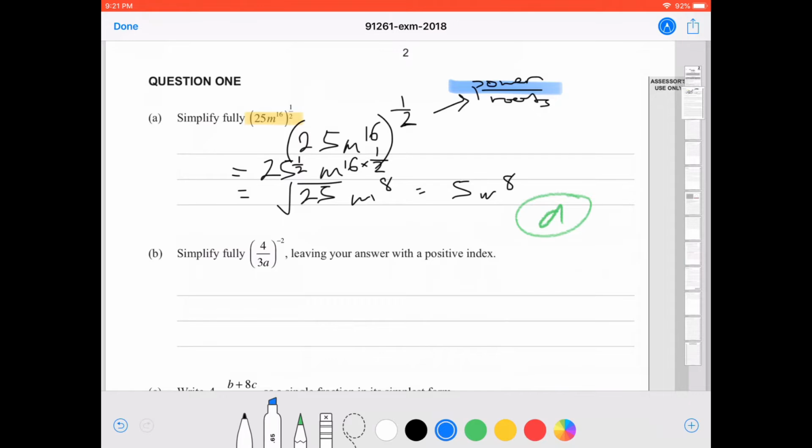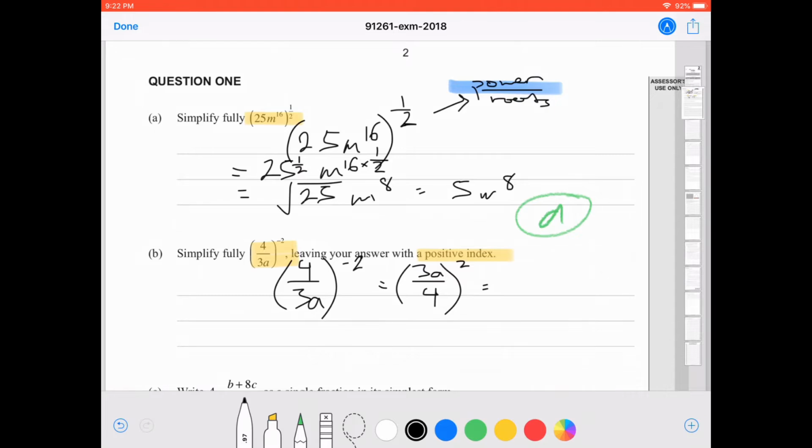Question 1b, simplify fully this expression, 4 over 3a, all raised to the power of -2 this time, leaving your answer with a positive index. So 4 over 3a, all raised to the power of -2. Another one of our power rules, negative indices. The way we tackle that is by flipping our fraction, so flipping everything inside the brackets. So we've got 3a over 4, and with that we can raise this to the power of +2 now.